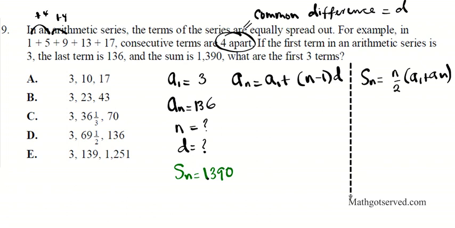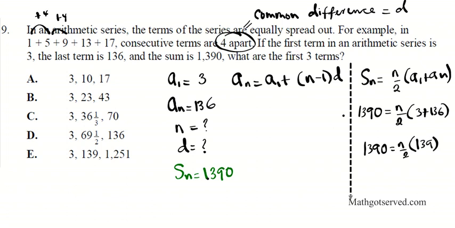Sn, using this formula, is 1390. n over 2, we don't know what n is. a1 is 3, an is 136, okay? So we have 1390 equals n over 2 times (3 plus 136), which is 139. Now, to get rid of this 2, which has been divided, I'll multiply both sides by 2. Times 2, times 2.